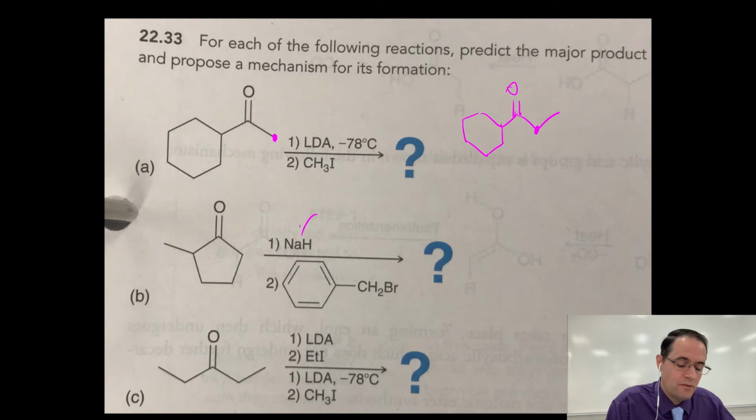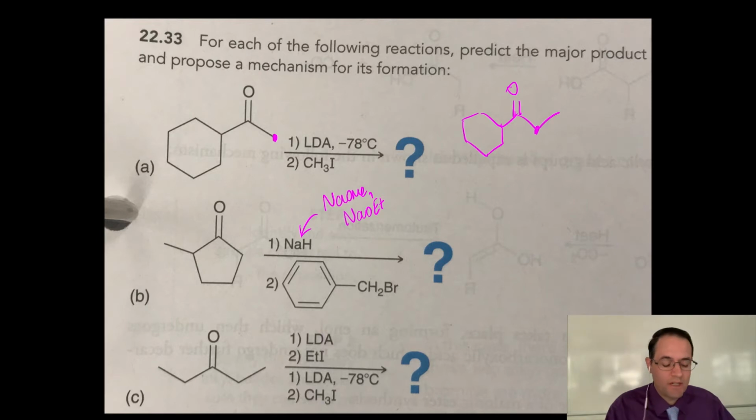In this case, sodium hydride is operating like sodium methoxide or sodium ethoxide. It gives you the thermodynamic product, okay? So here we want the more substituted alpha carbon. We want to deprotonate that and attack. So you're going to draw your starting material here, okay? And then you're going to add the CH2 and then the phenyl group, okay?